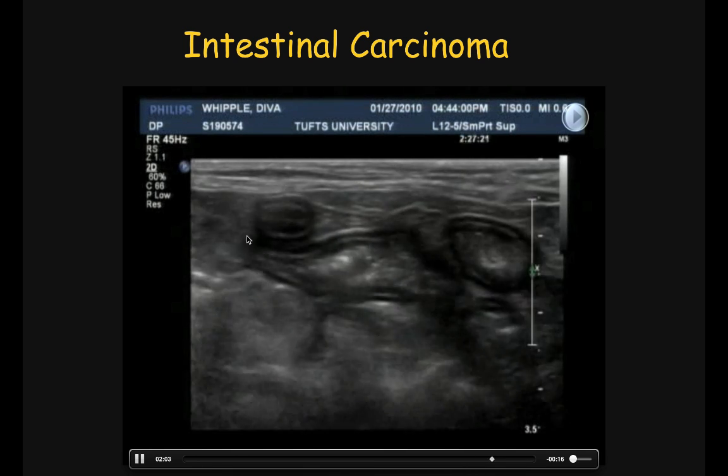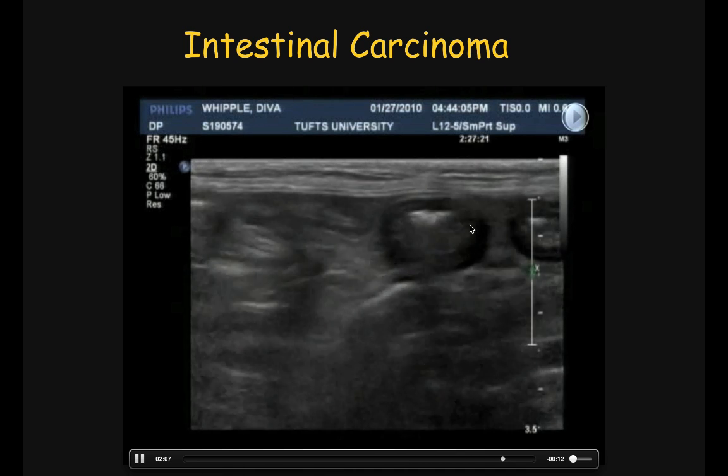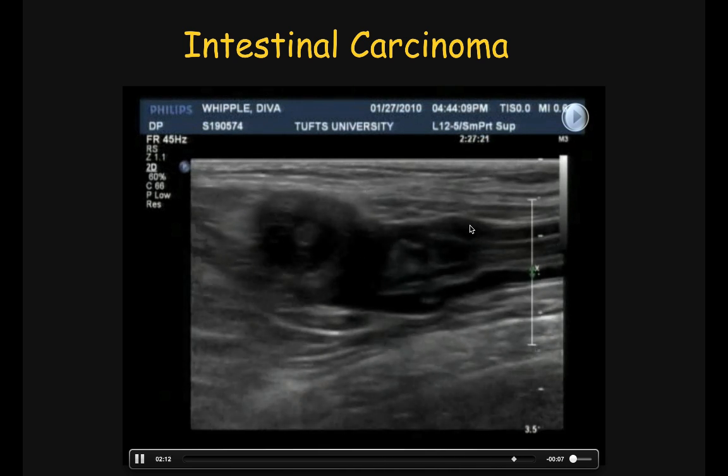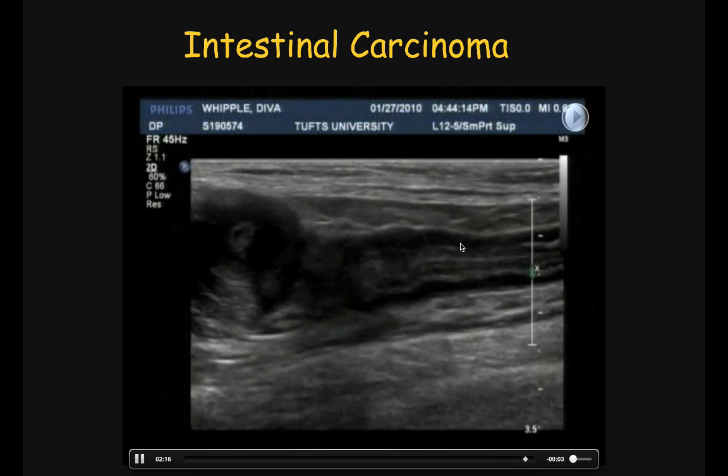At times, you may also notice that there is thickening of the muscular layer. This is most likely a result because this lesion is obstructive. We see very well here the muscular thickening.